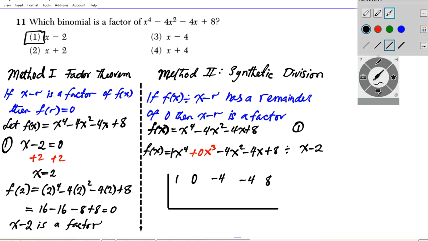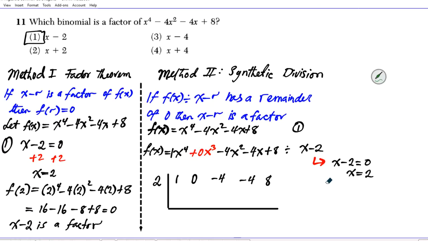What you do is you find the 0 of this divisor binomial. Okay? So to do that, you extract it and you set it to 0. And then you find the related 0, just as we did here before we carried out the factor theorem. Add 2 to both sides, and you have x equals 2. So that's the number that goes on the outside right here. Okay, so keep that in mind. That goes over here.